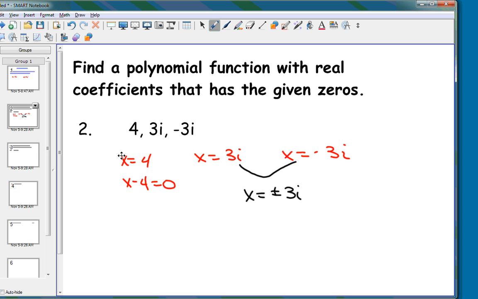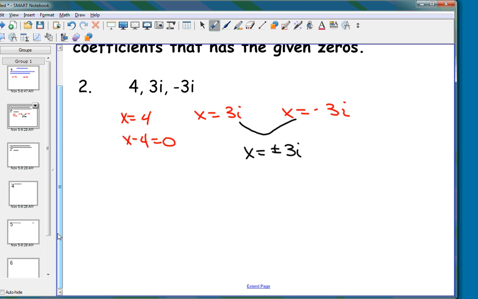Okay? Now, I want to deal with the black one over here, so how do I get rid of that plus or minus? Well, the way we got plus or minus is we took the square root, right? That's how you ended up with the plus or minus. So how do I get rid of the plus or minus? Square it. So we're going to square both sides. So that's going to give me x squared is equal to, what's 3i times 3i? 9i squared. What's i squared equal? Negative 1. So what I have here is x squared is equal to negative 9.